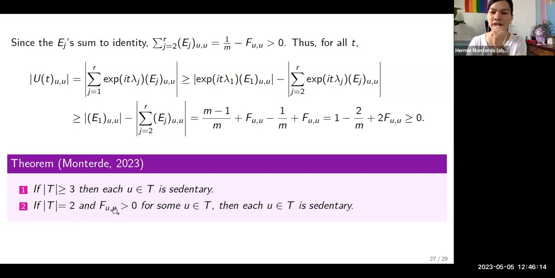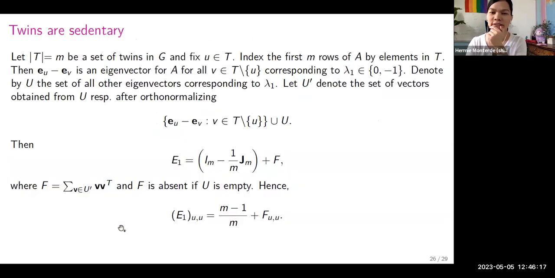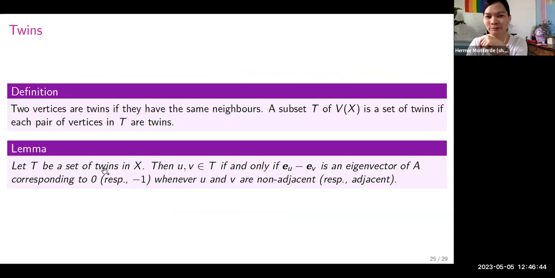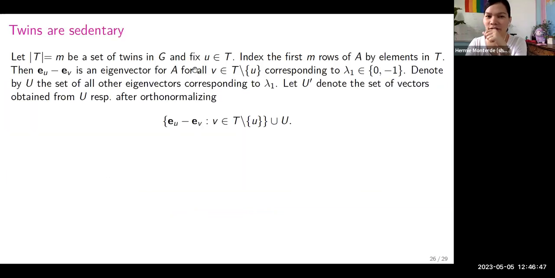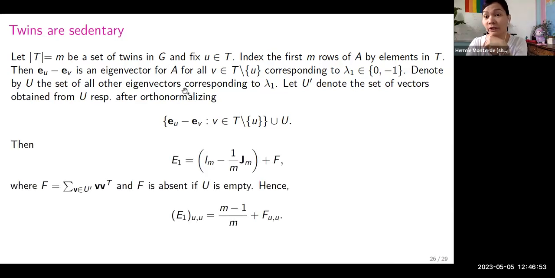And basically this F here, if I may just explain that. So if T is your set of twins in the graph, there could be 2 of them, 3 of them, 4 of them. You don't know, as long as you know this M is at least 2. If you index the first M rows of the adjacency matrix by the elements in T, you get that EU minus EV is an eigenvector for A by this previous lemma. So that's an eigenvector for the eigenvalue either 0 or -1.